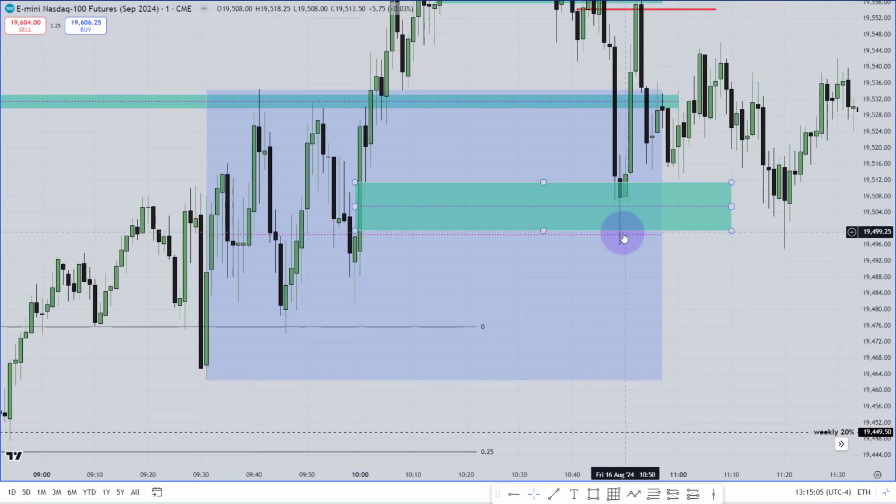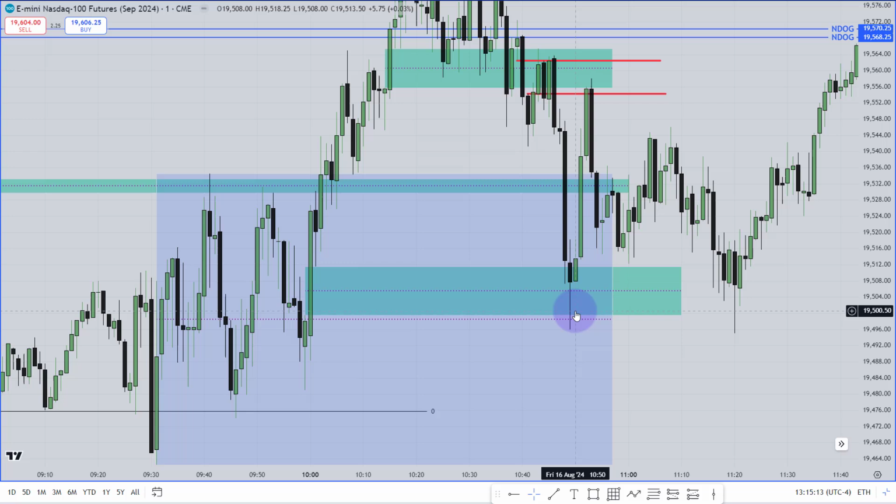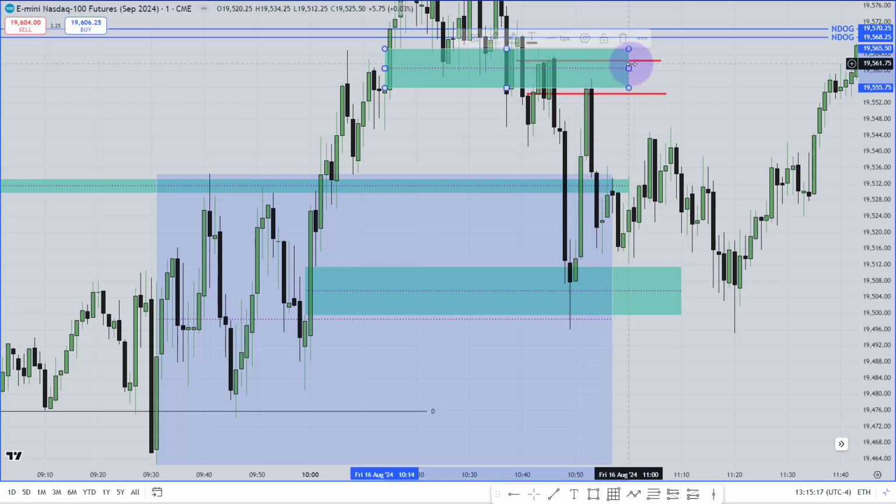So here, this is the 50% of that specific consolidation. The market actually came here to that specific consolidation, 50%, then went higher again. Where did it come? To that specific inversion fair value gap, and then came back again and started to consolidate around that area.